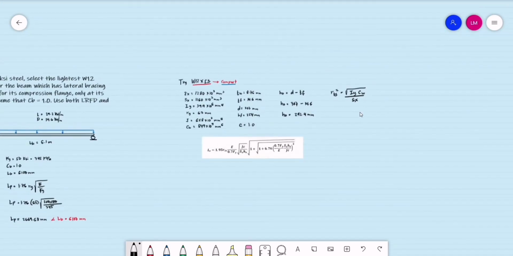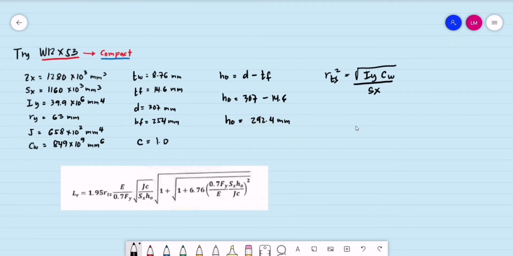Okay, so we are now ready to substitute. For the value of the r sub TS squared, it is equal to the square root of I sub y, which we have as 39.9 times 10 raised to 6. Then the value of the warping constant is equal to 849 times 10 raised to 9, to be divided by the section modulus with respect to the x-axis, which is 1160 times 10 raised to 3.